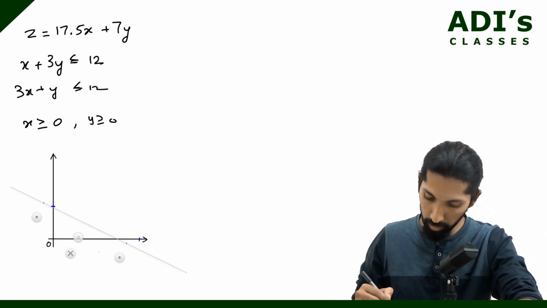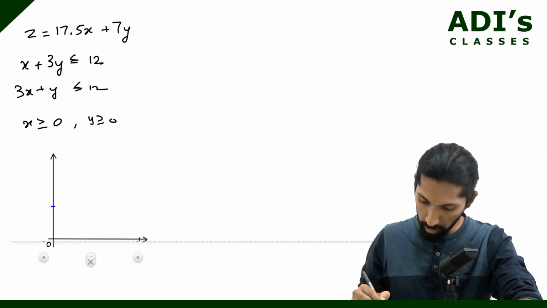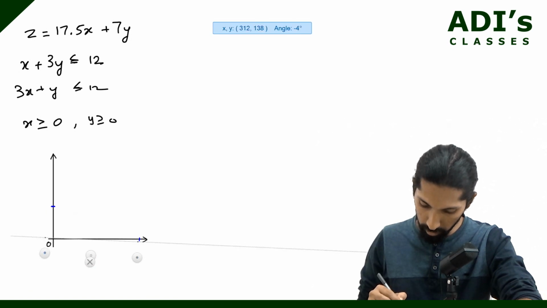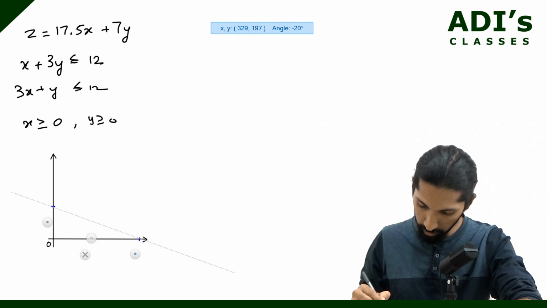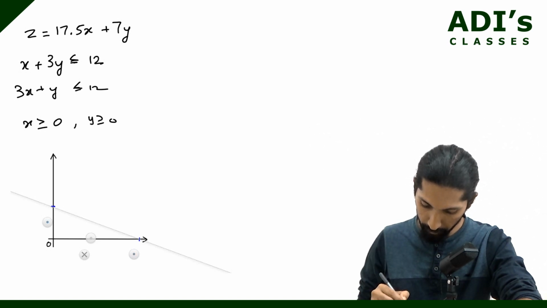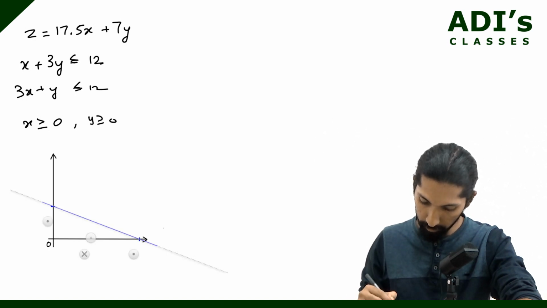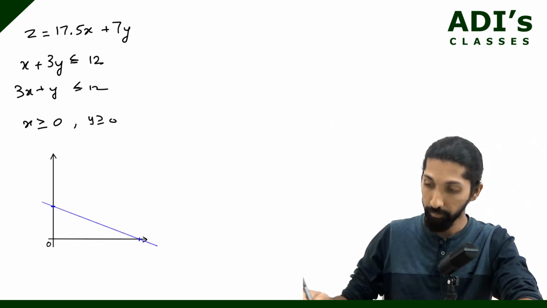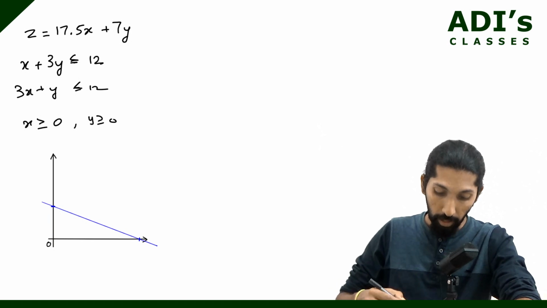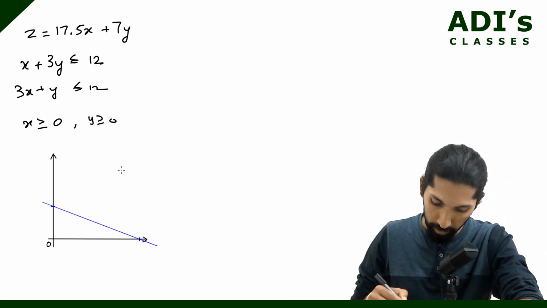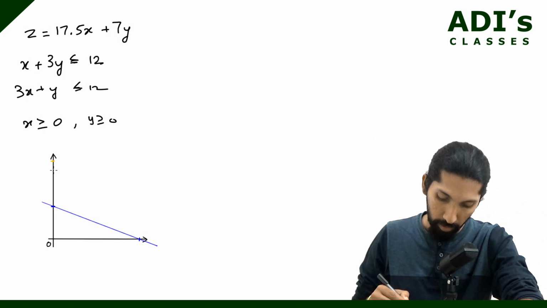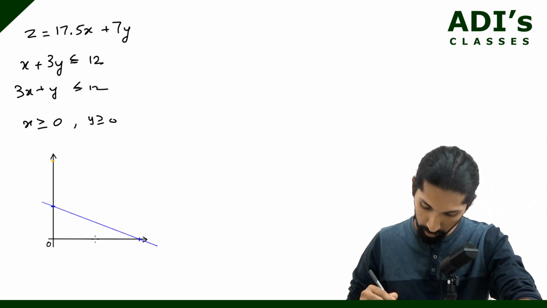Now, what do we do? We take these 2 points and make a nice line from these 2 points. So this is the first line, right? Now, the second one, again, if x is 0, y is 12. And then when y is 0, x is 4.